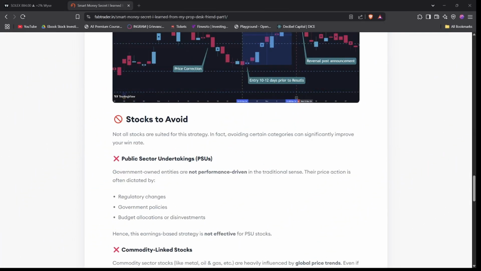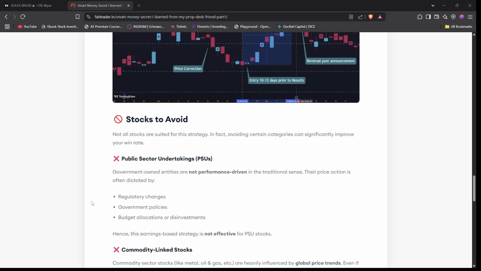There are a couple of things that you should avoid as well. Do not use this strategy on public sector undertaking stocks. There are a number of them. Although they post good results, it's highly risky to trade on those ones because, as you know, these are controlled by regulatory changes and announcements from government. So things change very drastically whenever a policy announcement is made. So trading on these ones, 10 days prior to the announcement, is always very risky.